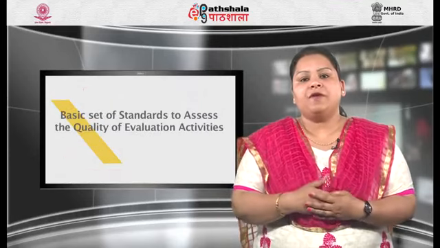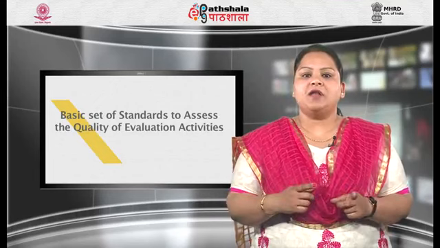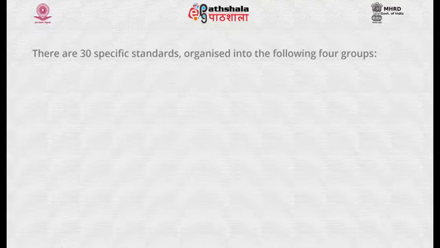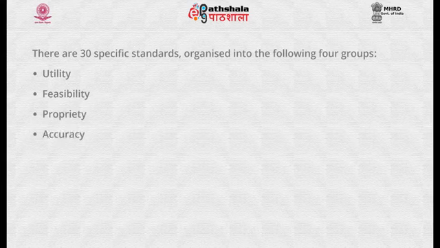The next part of the framework is a basic set of standards to assess the quality of evaluation activities. There are 30 specific standards organized into the following 4 groups: utility, feasibility, propriety, and accuracy.